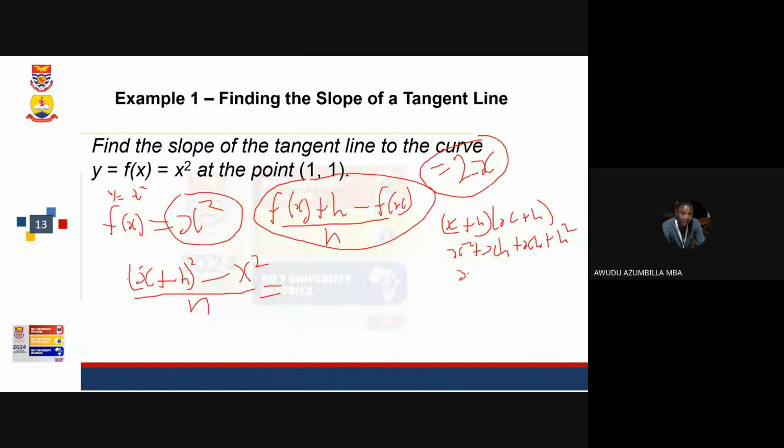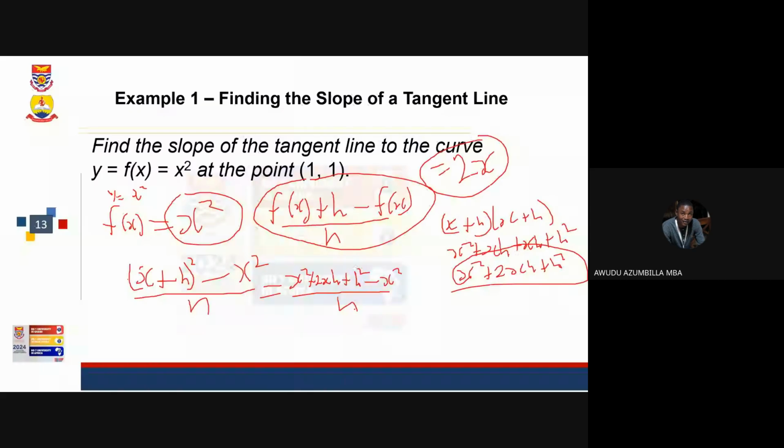So at the end, you are going to get x squared plus 2xh plus h squared. This is what you are going to get at the end. We are just expanding the bracket here. So when you expand the bracket, then you come and substitute it there. You are going to get x squared plus 2xh plus h squared minus our x squared here now. This is our x squared. So minus x squared all over our h.